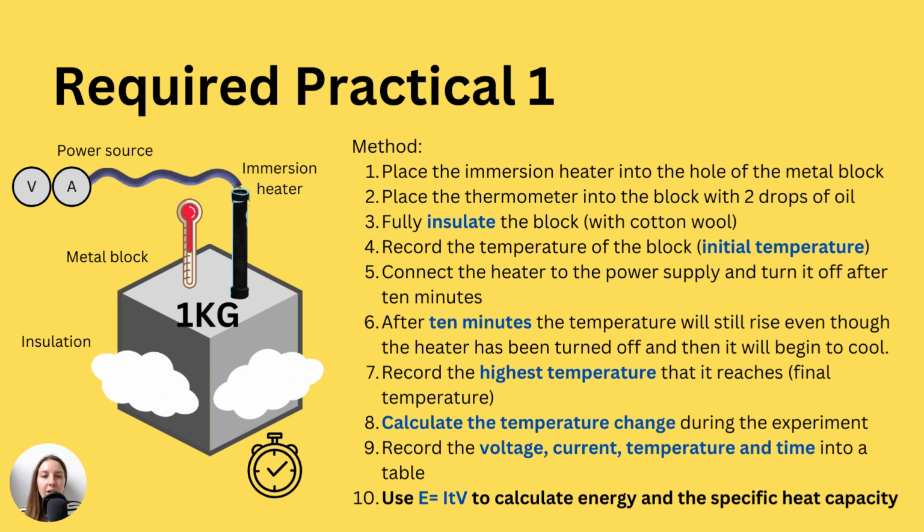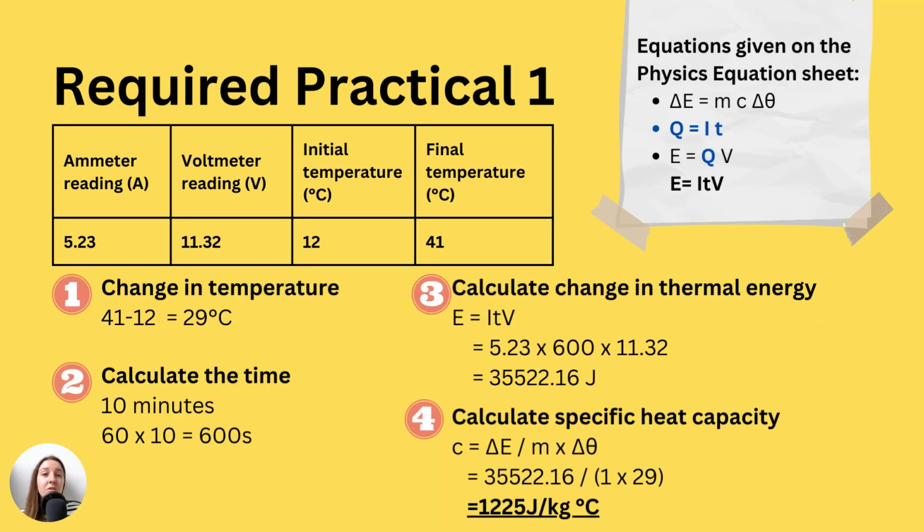Let's have a go at looking at this in terms of the actual data. So I've given you some experimental data. This is just a student's work. The ammeter reading, or the current reading, is 5.323 amps. The voltmeter reading is 11.32 volts. The initial temperature was 12. The final temperature was 41.